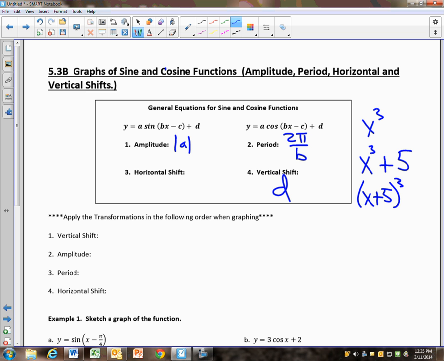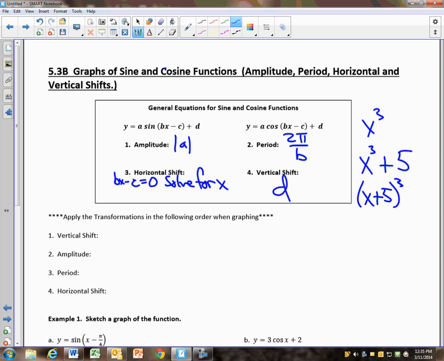Now, if you remember, I told you that for horizontal stuff, don't just simply look at the number. I told you to solve the inside equal to what number? 0. So take your inside, which is bx minus c, set it equal to 0, and solve for x. Whatever you get for x, that's your horizontal shift. So take the inside, set it equal to 0.